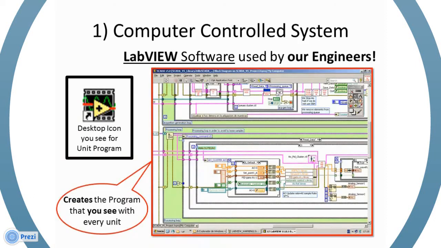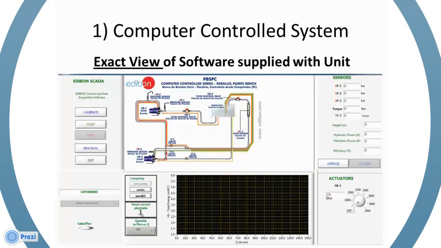LabVIEW is a software structure designed by National Instruments that allows any user to design their own software for their own applications. The LabVIEW software is considered a very standard software and is well known in probably all departments in higher education institutions in the world. Once you understand how to use the software with one unit, the other units will be easy to operate because they are all similar. National Instruments software is used globally in industrial applications or processes. Therefore, Edibon software provides valuable experience to the student.